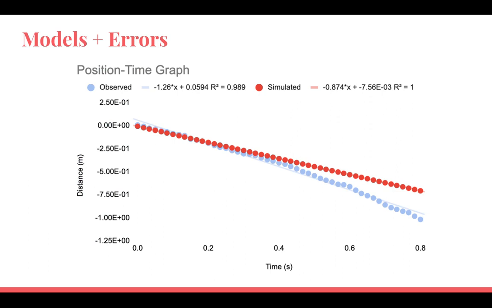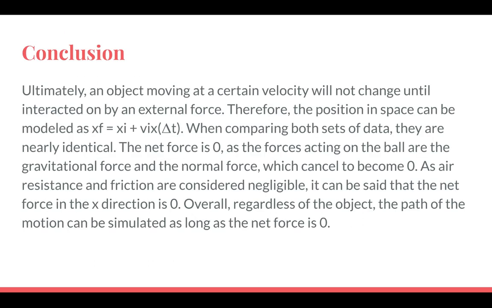The system is the basketball, and the surroundings include the table and the earth. The deviation from the simulated data can be due to the negligence of air resistance or friction. And lastly, an object moving at a certain velocity will not change until interacted with by an external force. Therefore, the position in space can be modeled as the final x equals the initial x plus the velocity in the x direction times the change in time.